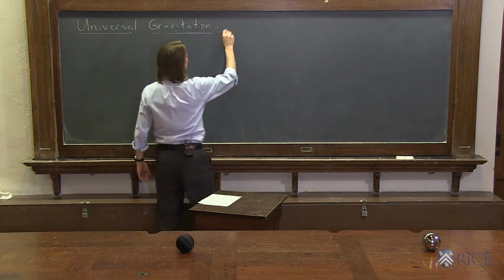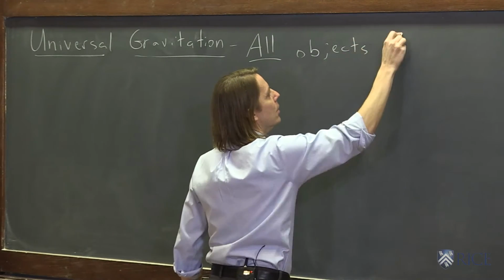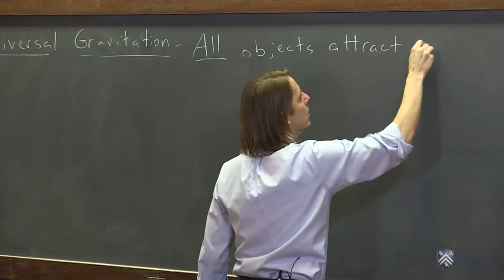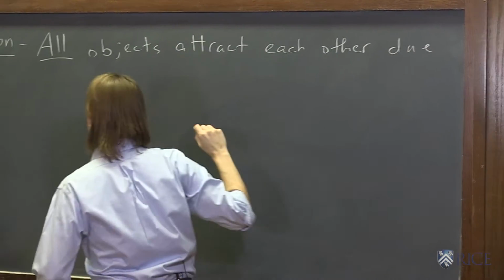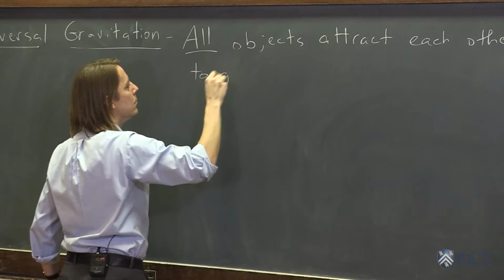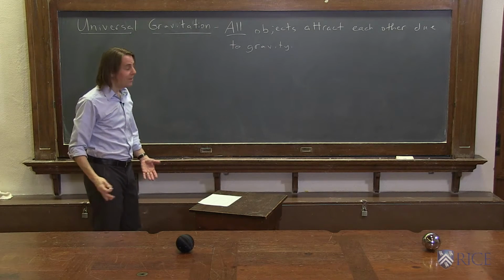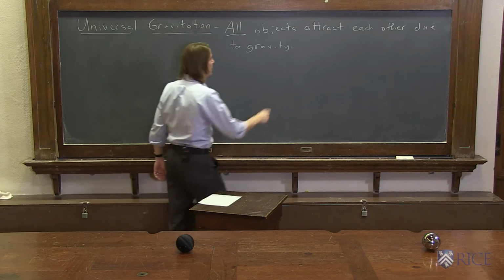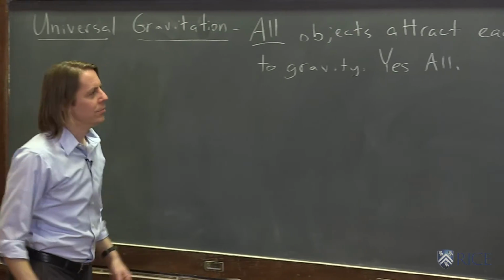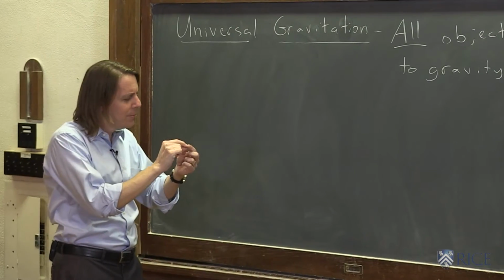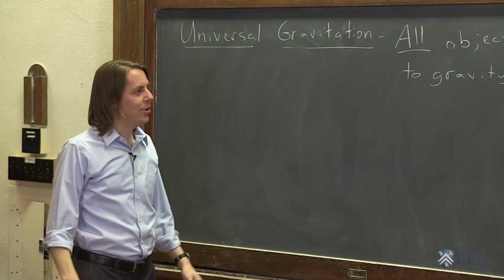What it basically says is that all objects attract each other due to gravity. And you may say, all? Really, all? The answer is yes. Yes, all. Everything in the universe, even this little proton in my thumb and something in the Crab Nebula somewhere, yes. Very small force, but they all attract each other.